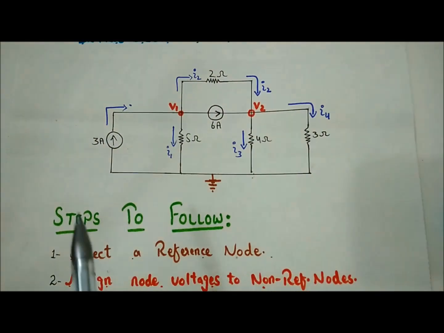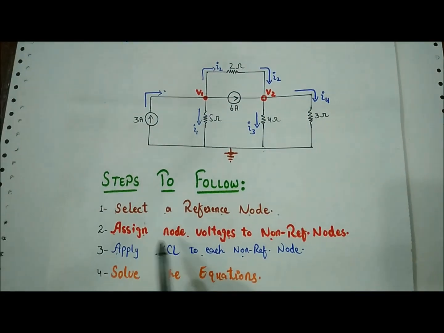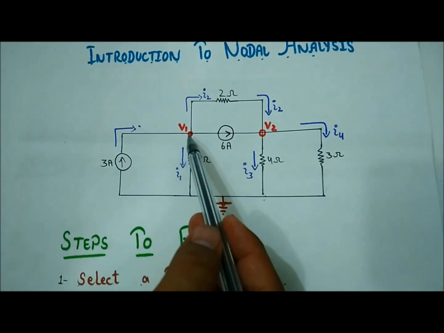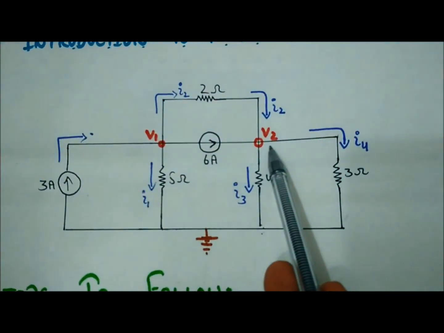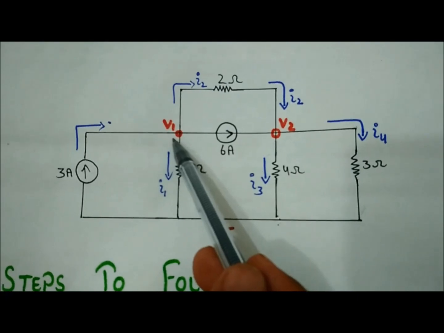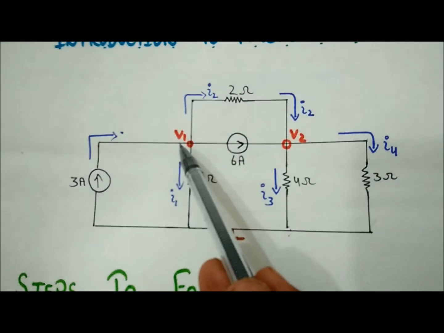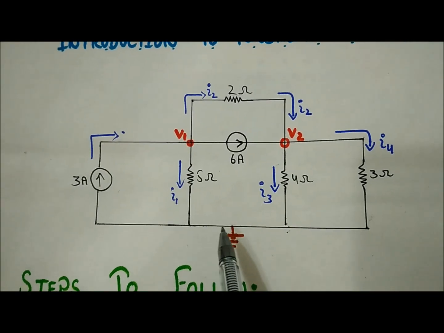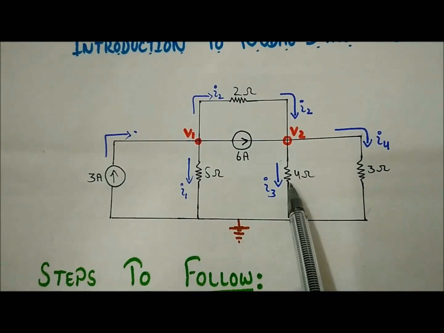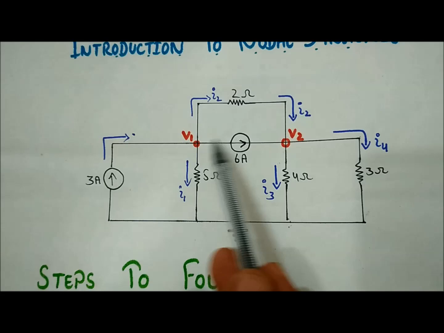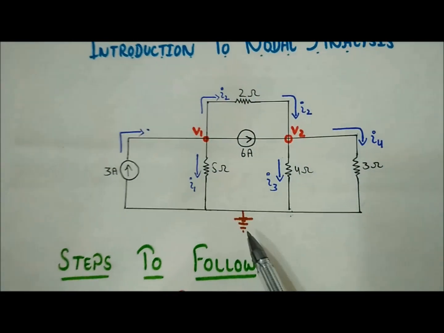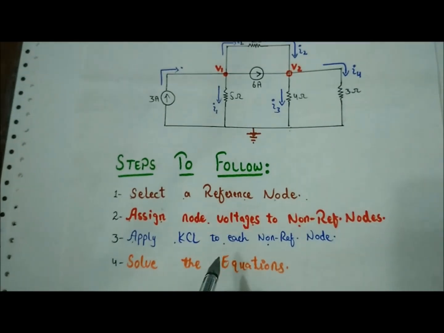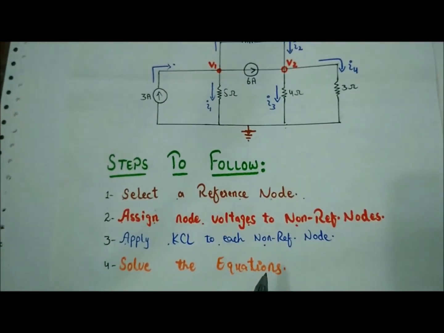The second step is to assign node voltages to the non-reference nodes. There are two other nodes, known as V1 and V2, as pointed by the marker. These are non-reference nodes because they are not connected directly to the ground. There is always a branch between V1, V2 and ground. The third step is to apply KCL to each non-reference node.